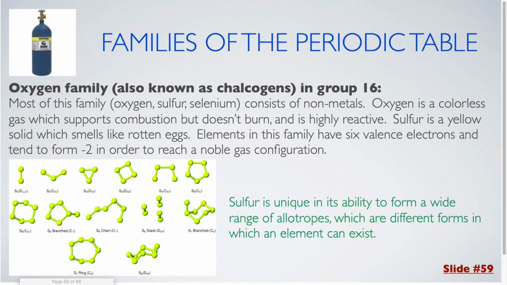Sulfur is unique in its ability to form a wide range of allotropes, which are different forms in which an element can exist. Graphite and diamonds are also examples of allotropes when we were talking about carbon earlier. So here we can see many different variations in which sulfur, pure sulfur, could form.